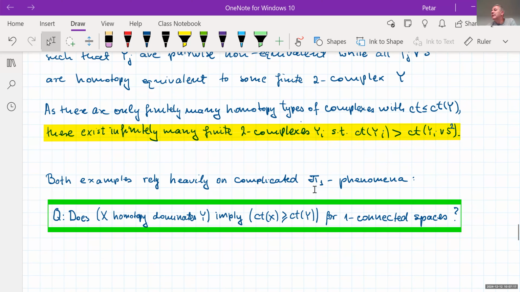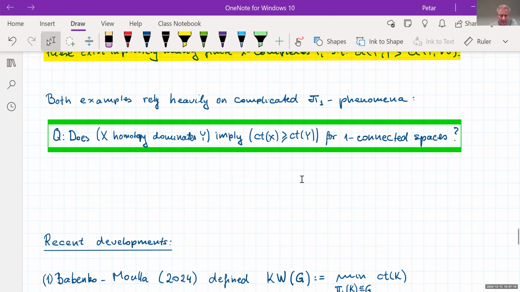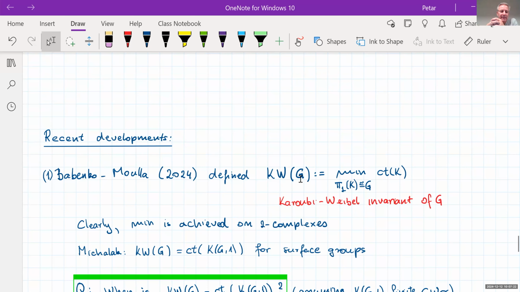And now I have, what's that, about 10 minutes for the last part, some recent developments, which are very much in the spirit of studying the related. So you have some homotopy invariant, and then you make it an invariant of a group. This year there appeared the paper, I think the preprint was from last year, maybe 22, by Babenko and Mula. So they defined the KW, the Karoubi-Weibel invariant of a group G.